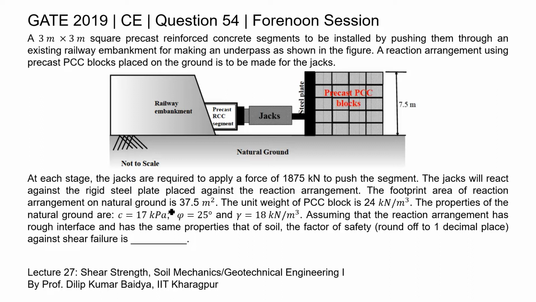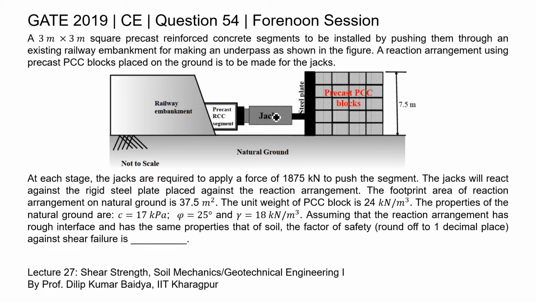This question is from the topic of shear strength of soil. You may watch lecture 27, shear strength, soil mechanics, geotechnical engineering 1 by Professor Dilip Kumar Vaid, IIT Kharagpur. In this question, a railway embankment is given through which an underpass has to be made. For that, a precast RCC segment is installed in this railway embankment through this jack. This jack applies a force of 1875 kN at each stage to push this segment.